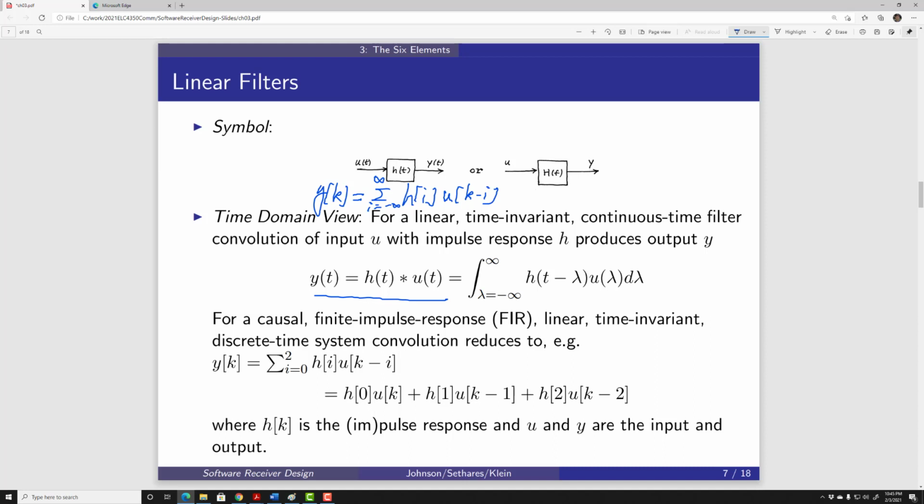For the frequency domain part, a filter is simply a multiplication. Therefore, I will have this block diagram that gives me Y(f), where Y is capital Y, in the frequency domain, equal to U(f) times H(f). And similarly, in the discrete time representation, we can write Y(omega) equals U(omega) multiplied by H(omega).